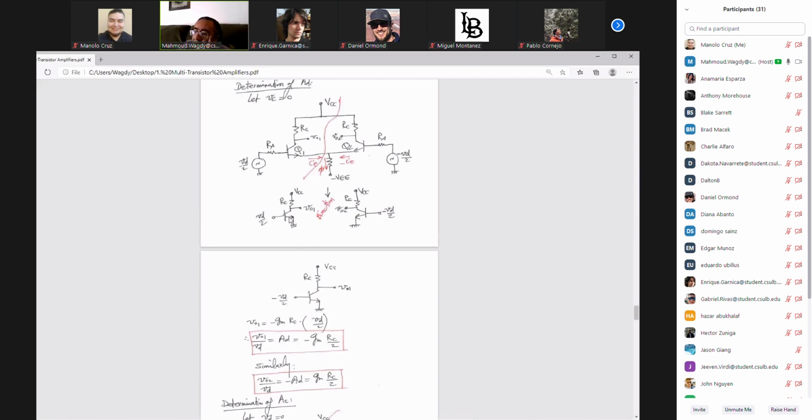It becomes like a common emitter amplifier here. Look at that. See? Minus VD by 2 divided by RC. So you're going to get V output 1 divided by VD equal to that. That's called the differential gain, which is minus GM RC over 2. That's called the differential gain.